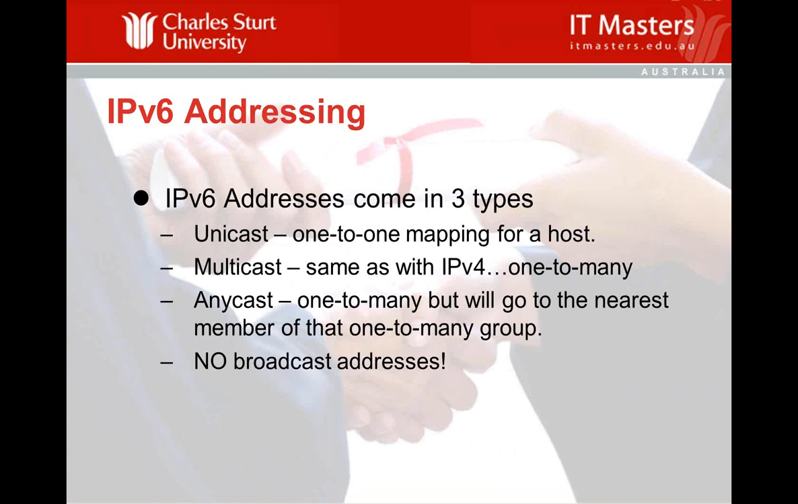So for instance, you've got three sites in different countries, say England, France and Germany, and you've got an Anycast server in each of those sites. If the one in England is not working, then it gives those Anycast clients the ability to go to the ones in France or Germany without any problems, without any changes to routing or anything. And lastly, there are no broadcast addresses, which is great.